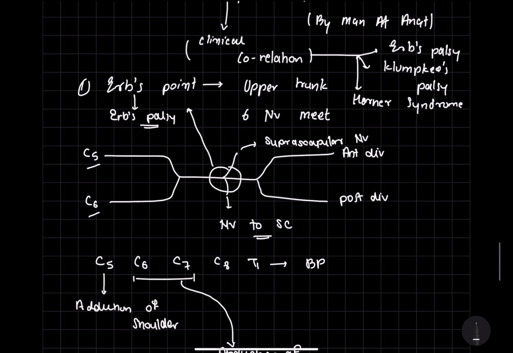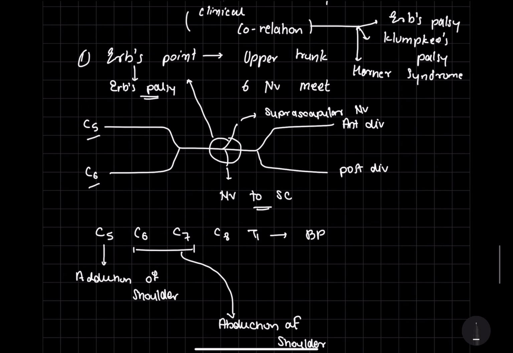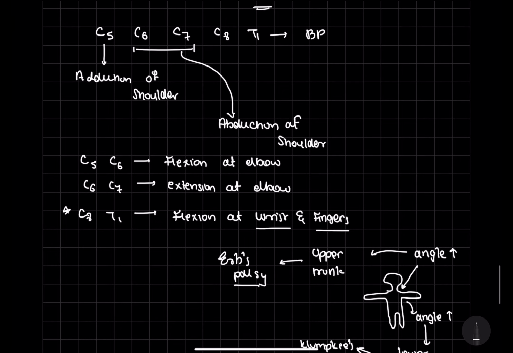Okay, so when we talk about Erb's palsy, we have to think about this Erb's point and the root value, that was C5 and C6. So what do we see in Erb's palsy? Yes, it is controlling our elbow joint and our shoulder joint, but it is not extending up to our wrist and our fingers. Whatever we are going to see in Erb's palsy is only associated with your shoulder and your elbow joint. Don't go further than that.